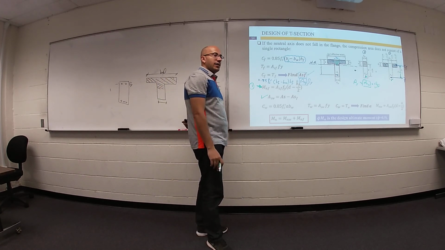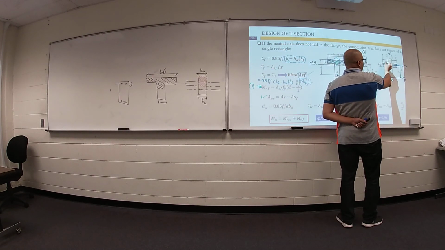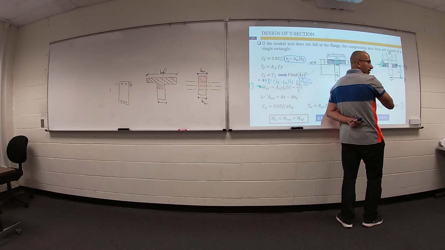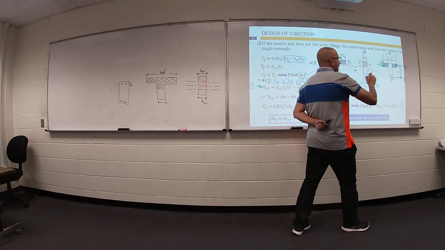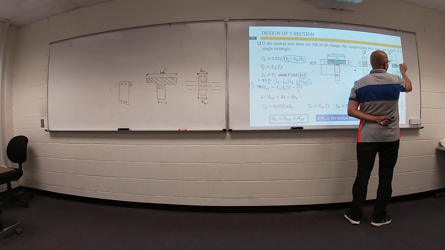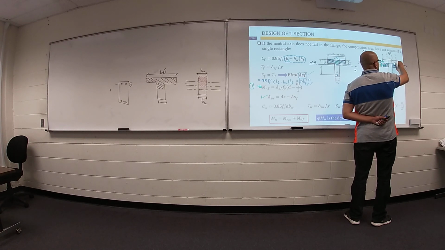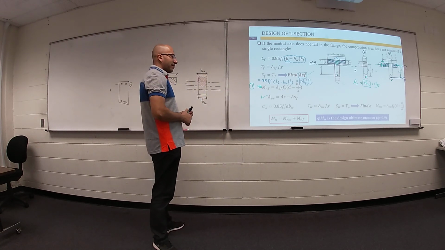The total thickness is h flange, and the location of C is at mid height, so we have h flange divided by 2 and h flange divided by 2. Why is it h f divided by 2? Because the location of this force is at the centroid of this area and this area. Where is the centroid? At mid height. The location of any force is at the centroid of the area.